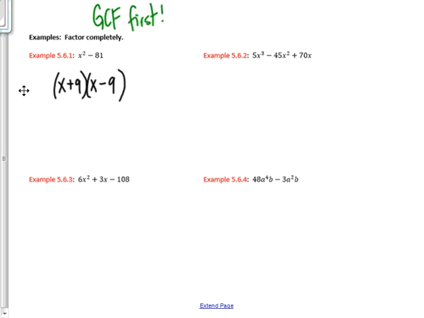Okay? Now, the reason why x minus 9 can't go again, can't factor into x plus 3, x minus 3, is because I only have one x. So I'm kind of stuck there.